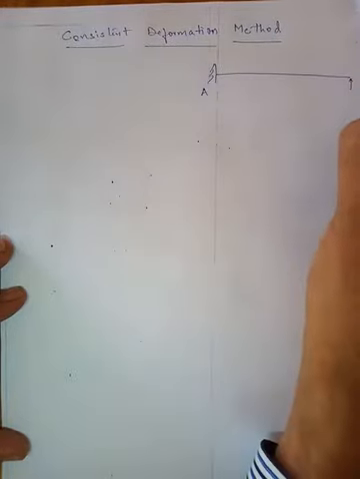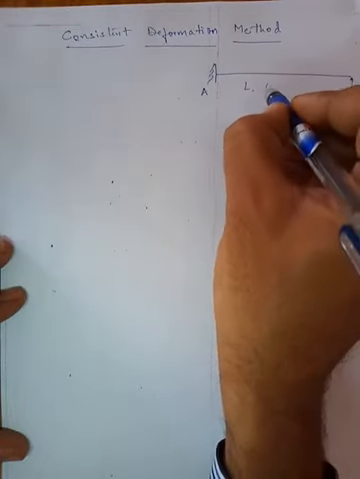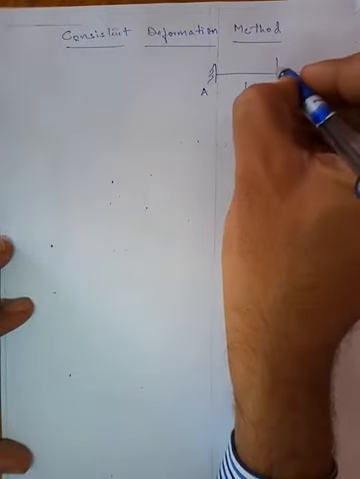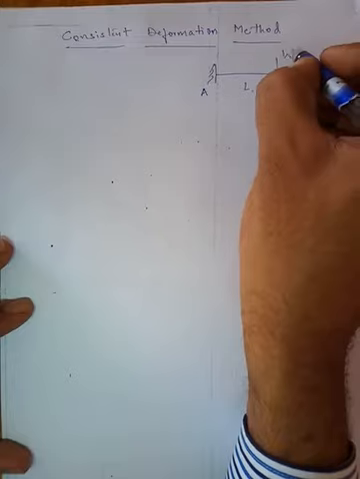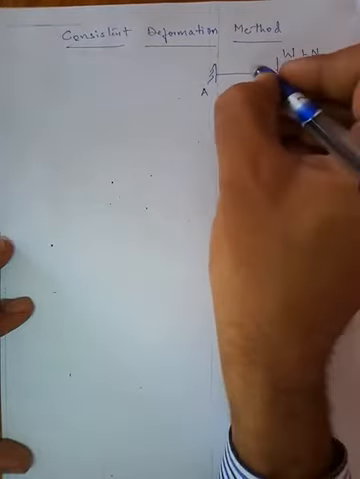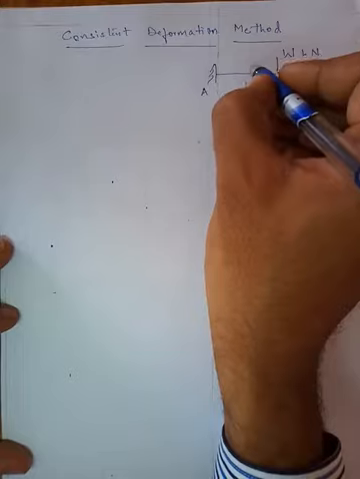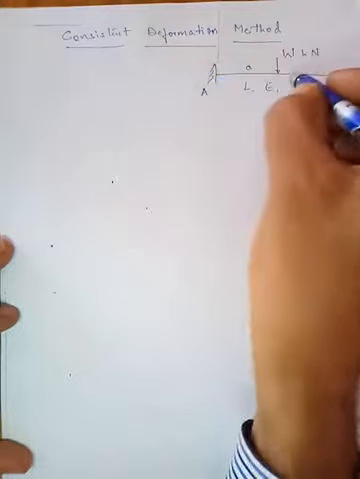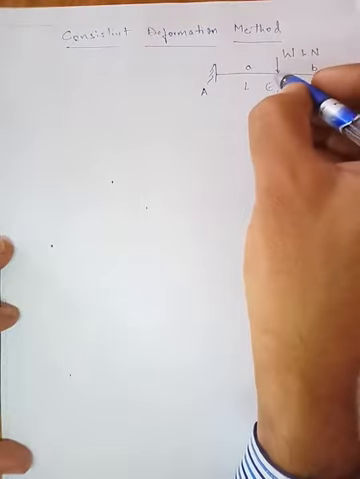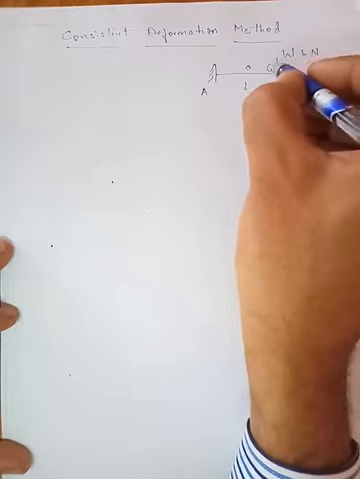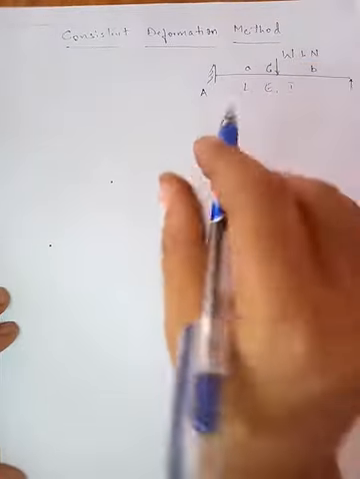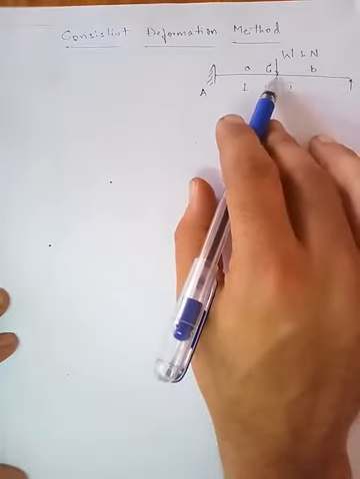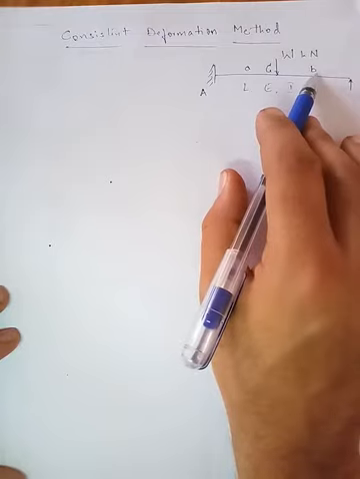Let us name this A and B. Let the length be L, Young's modulus E, moment of inertia I. Let this be loaded with a single concentrated load of value W kilonewton at the center. But before going to that, let us generalize this. Let the point be capital C. Let the distance between AC be small a and the length between BC be small b. Okay.